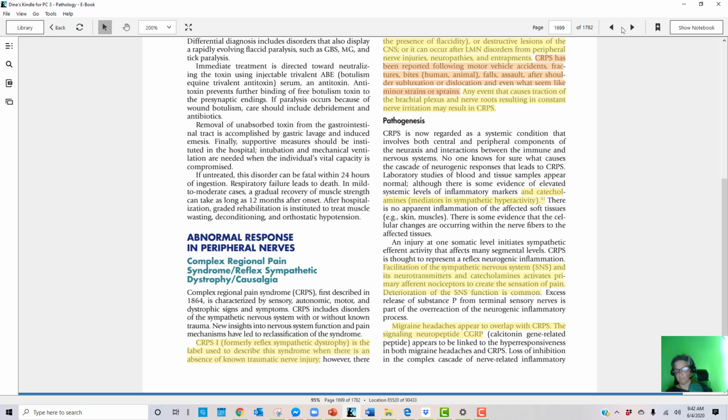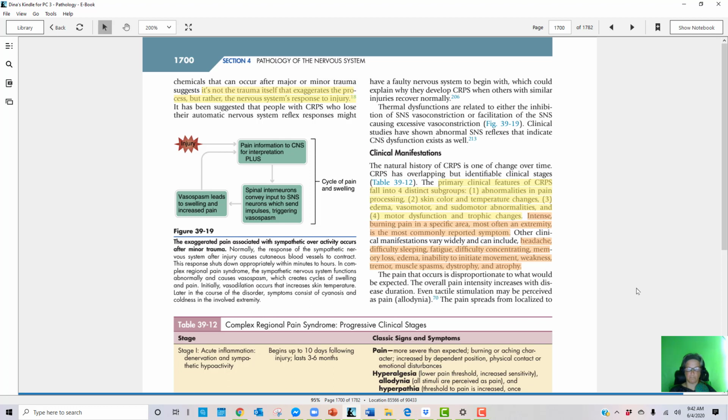Clinical studies have shown abnormal SNS reflexes that indicate CNS dysfunction exists as well. Clinical manifestations. The natural history of CRPS is one of change over time. CRPS has overlapping but identifiable clinical stages. Table 39-12. The primary clinical features of CRPS fall into four distinct subgroups.